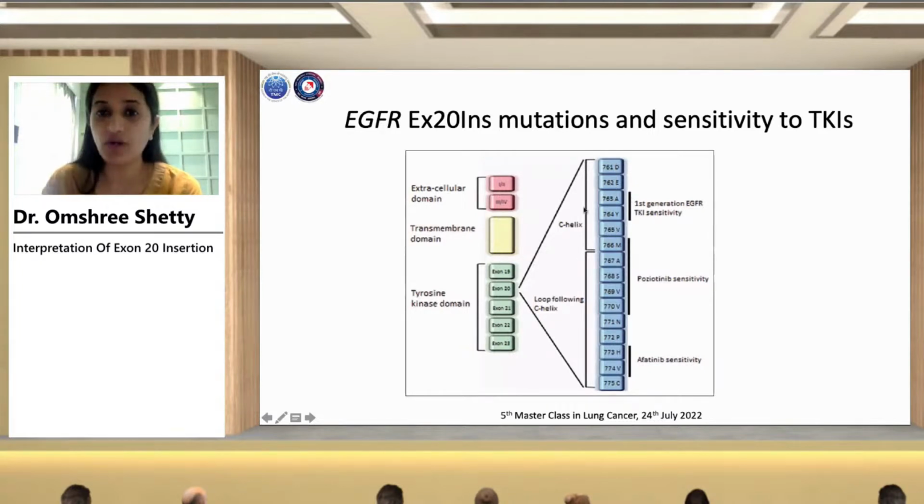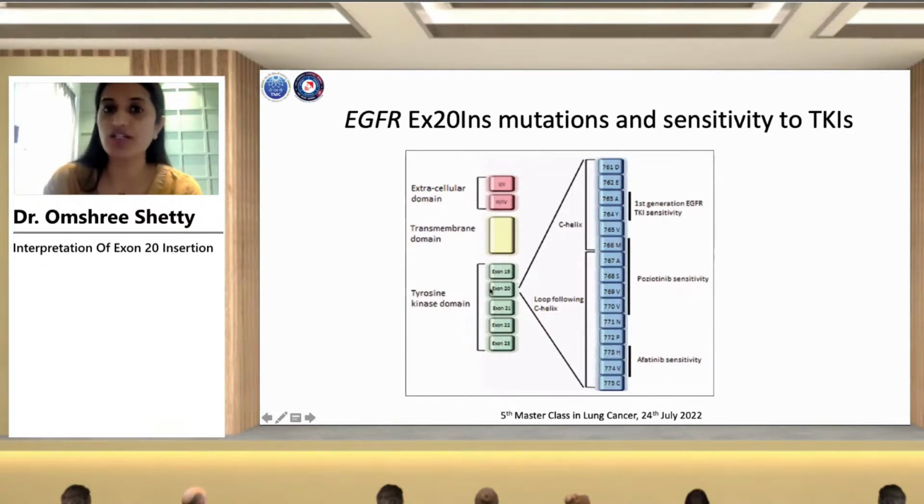So what we know because of the advancement in the technology is that specific alterations are showing response to specific treatments. So if you can see, if amino acid 763, 64 is inserted or it's altered, then they would be showing sensitivity to first generation TKI. Then if it is from 766 to 770, then they have response to poziotinib. Similarly, when it is between 773 to 774, it's afatinib.